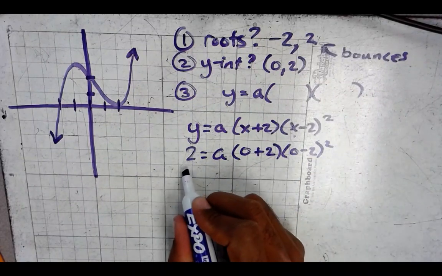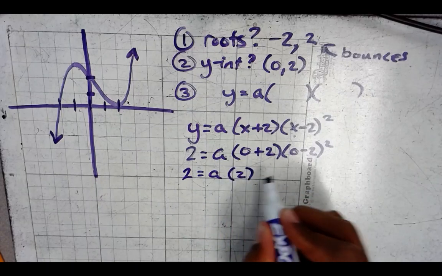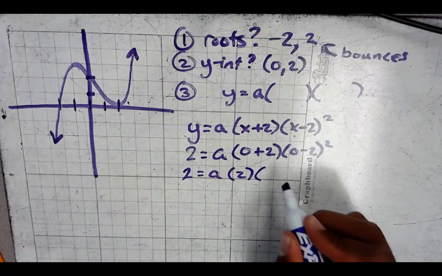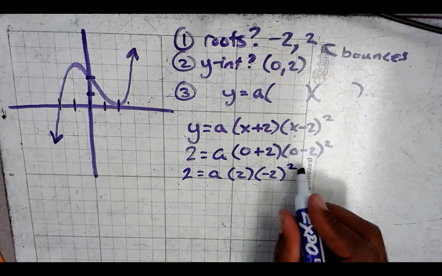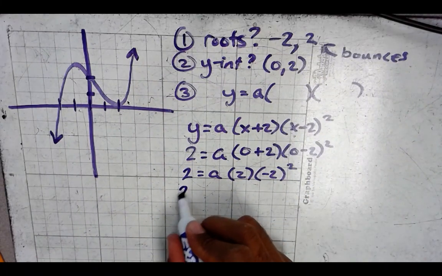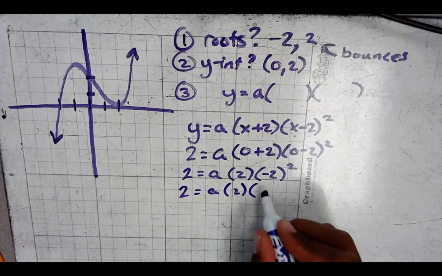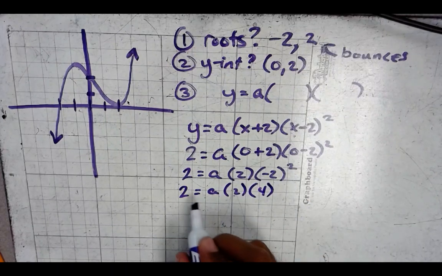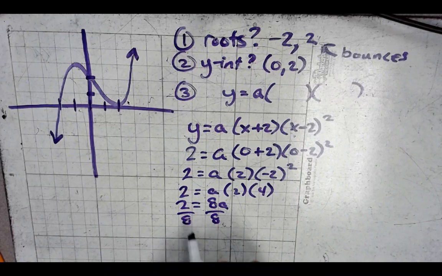Okay, so let's simplify and solve here. So 0 plus 2 is 2. -2 plus 0 is -2. And then don't forget we have to square that first. So we got -2 squared, which is 4. And now 2 times 4 is 8. So 8a. And then divide by 8. And that reduces down to 1/4.